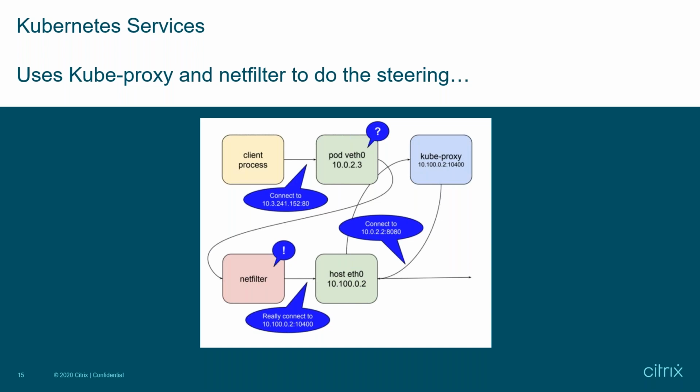Netfilter is a rule-based packet processing engine which runs in kernel space. It matches a particular pattern set we're looking for and then applies an action. So you can see in the diagram, kube-proxy and Netfilter do this additional translation. Netfilter rewrites the connection to port 10,400, on which kube-proxy was actually listening. And then once kube-proxy receives the packet, it does a final rewrite, right, to that 10.2.2.80.80.